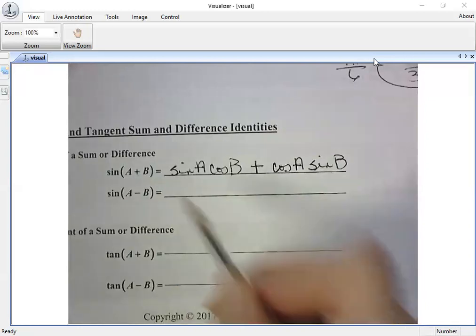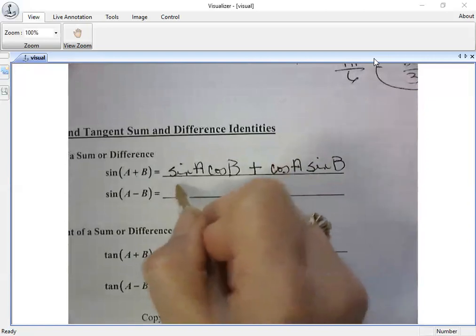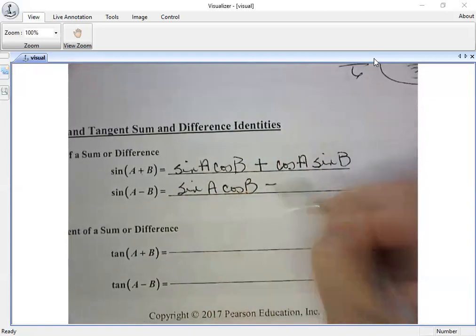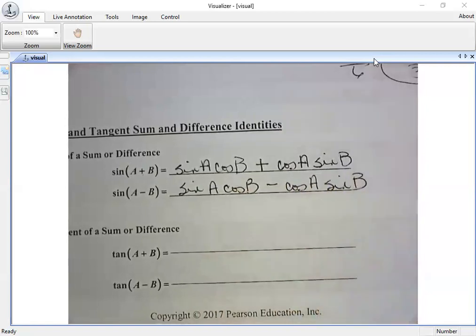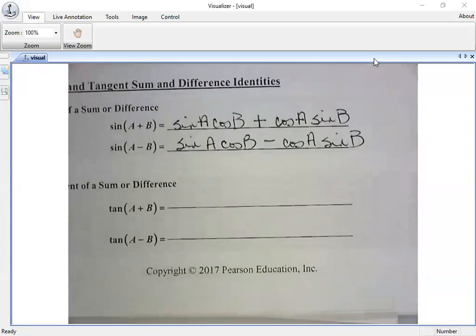All right. What do you think is going to make the sine of angle A minus B end up as? Sine A times cosine B minus cosine A times sine B. Perfect. That's it. All right, so we have now the sum and difference for sine. Let's look at the sum and difference for tangent.